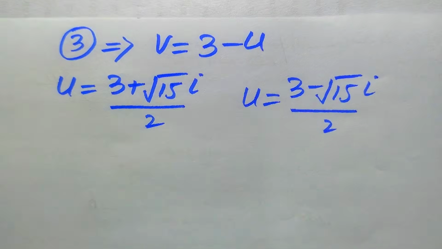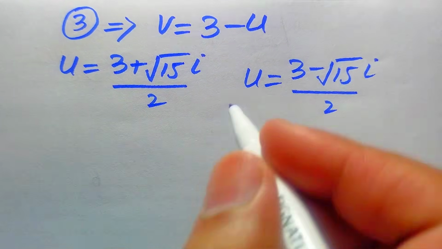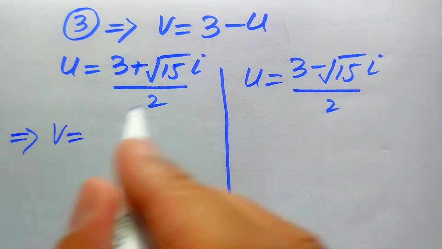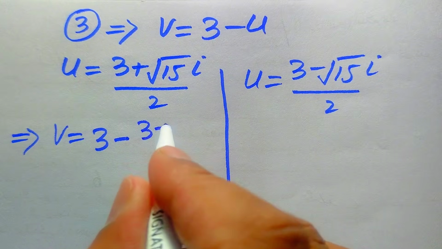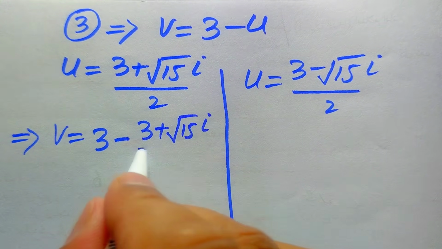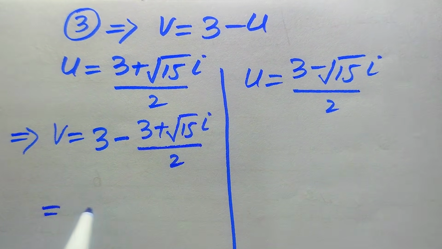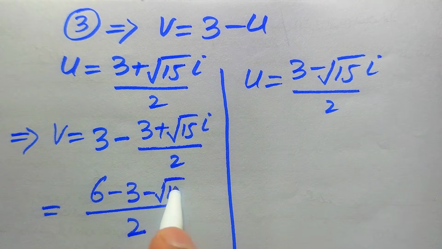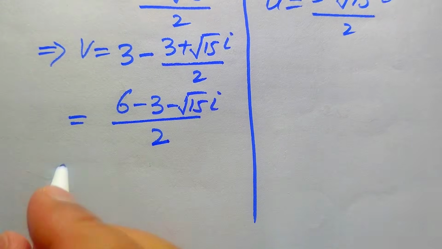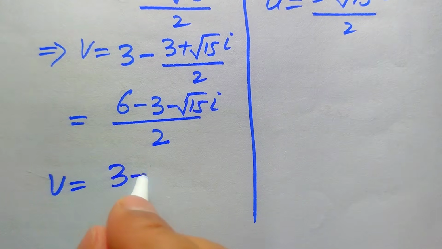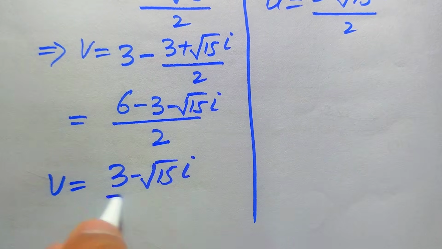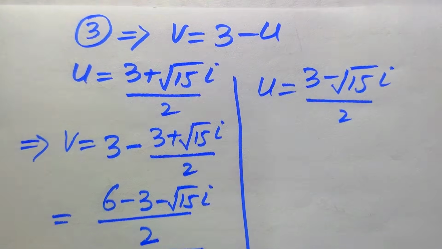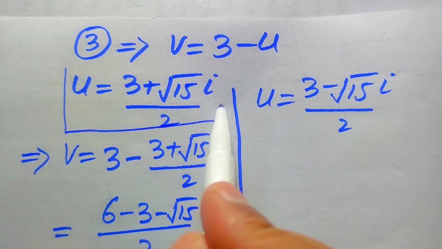So we put both of these two values in equation number 3, and our above equation implies that v equals 3 minus u, where the value of u is 3 plus square root of 15 iota, divided by 2. So we take the LCM of this term and its LCM becomes 2, and we get here 6 minus 3 minus square root of 15 iota, and finally we get the value of v is 3 minus square root of 15 iota, divided by 2. So this is the value of v, and the corresponding value of u is this one.